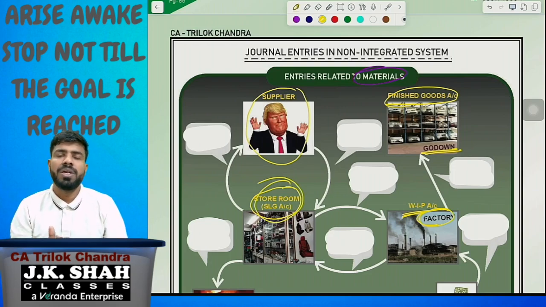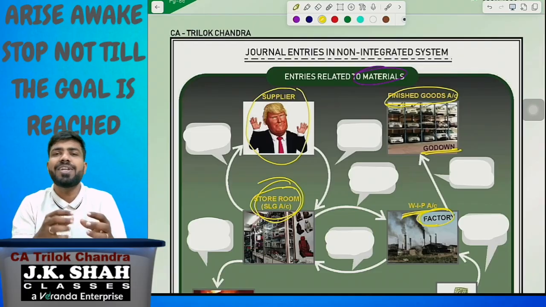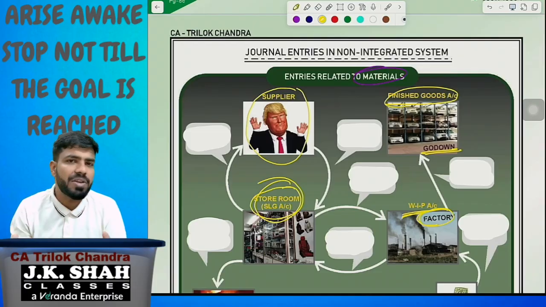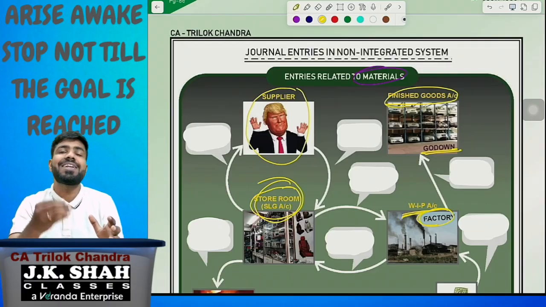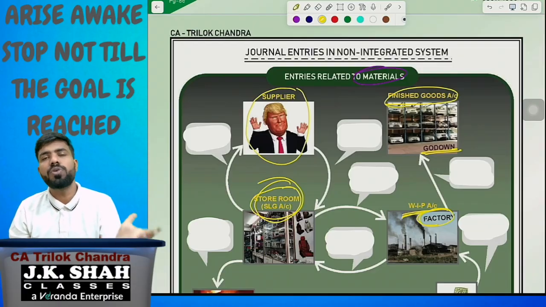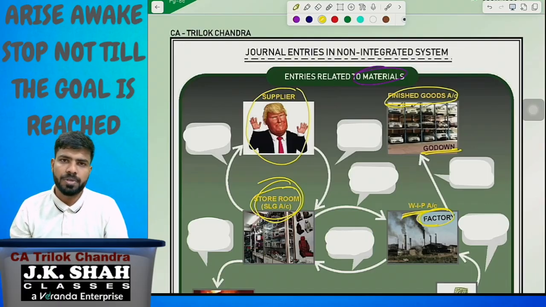See, if it is cash purchase, we need to write to cash. If it is credit purchase, we need to write to creditors. But both the accounts are not there with us. We are going to replace it with the general ledger adjustment account. Stores ledger control account debit to general ledger adjustment account.